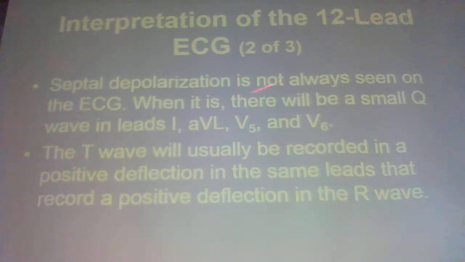So it says septal depolarization is not always seen on EKG. When it is, there will be a small Q wave in 1, AVL, V5, and V6. T waves will usually be recorded in a positive deflection in those same leads that record a positive R wave. So that's correct, that if our QRS goes up, our T wave should go up. Does that make sense? But if our QRS goes up and our T wave goes down, what could that indicate? Hypokalemia or ischemia, either one.